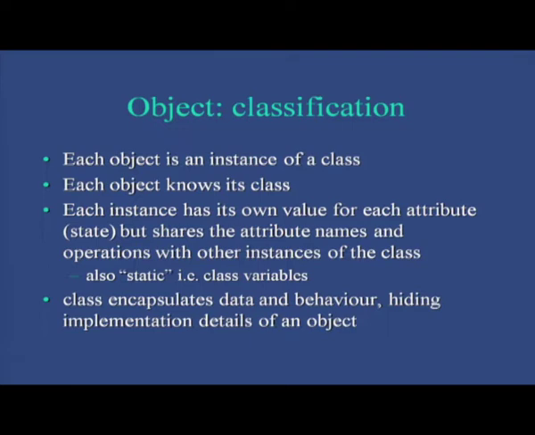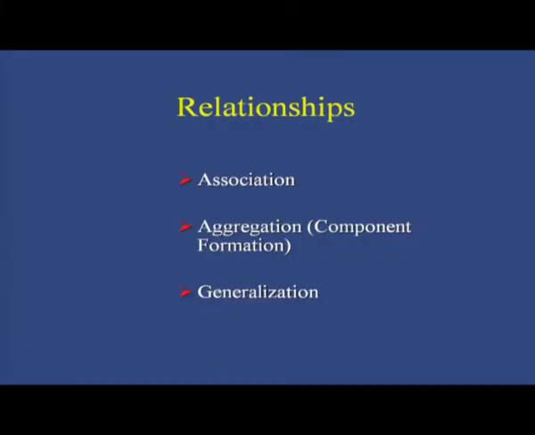Each object is an instance of a class, each object knows its class, each instance has its own value for each attribute, but shares the attribute names and operations with other instances of the class. A class encapsulates data and behavior, hiding implementation details of an object. These are the relationships. Association, like we have seen in the earlier lectures: if the associations are nicely forming based on one to one, many to many, or any other known relationship, sets and relations and function mapping, we are doing very well. Aggregation: if you can very quickly find out which classes will give you a component.